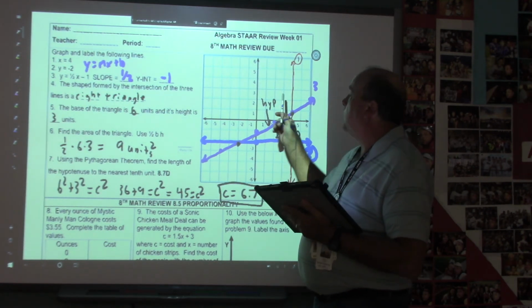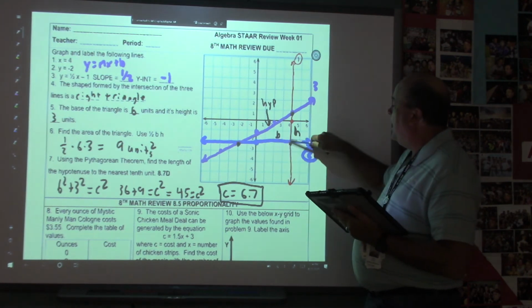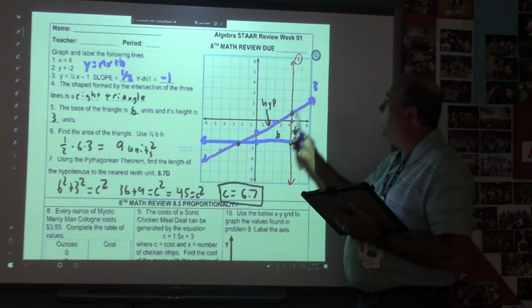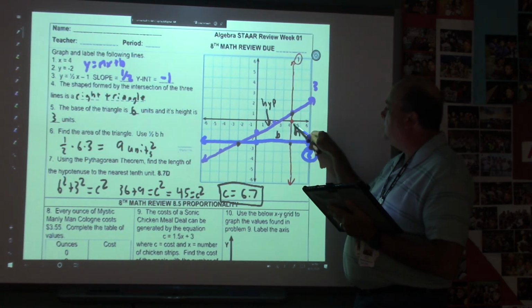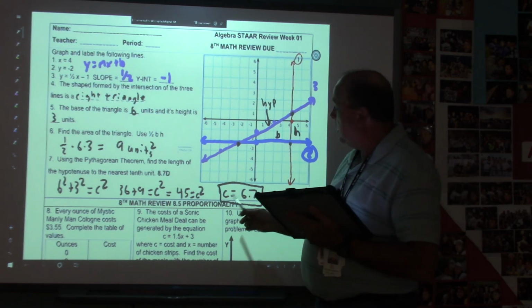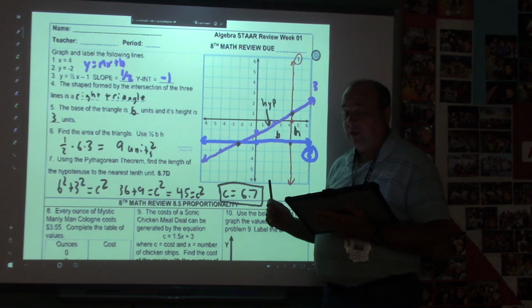Okay, so this problem here, we graphed a y equals line, we graphed an x equals line, we graphed a line with a slope and a y-intercept, we got the area of the triangle, and we used the Pythagorean theorem and calculated the hypotenuse to the nearest tenth.